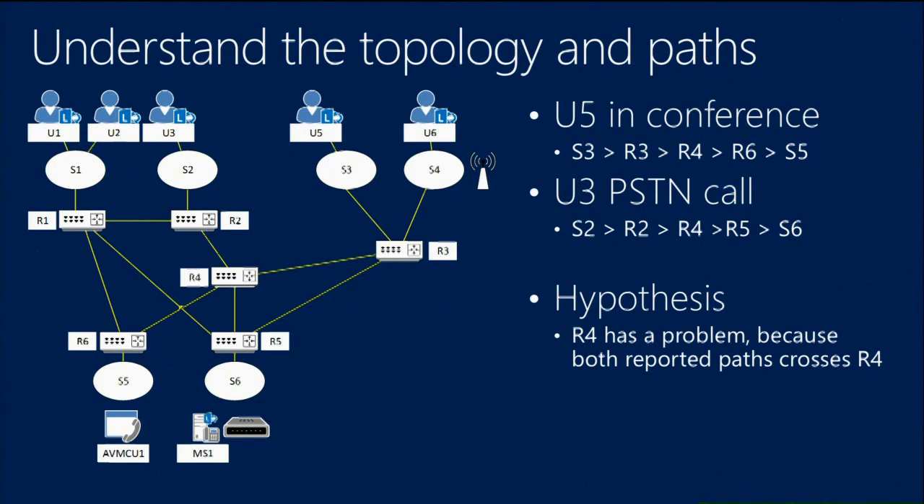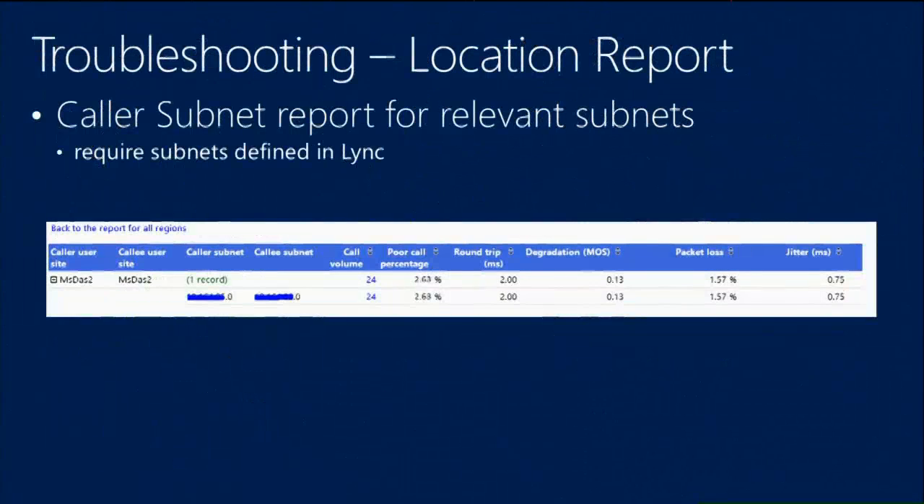Because if you as a Lync person go to the network guy and say, I think your router 4 is problematic, he or she might not accept that fact without evidence. At least that's my experience. These guys need evidence. So let's try to find some evidence.